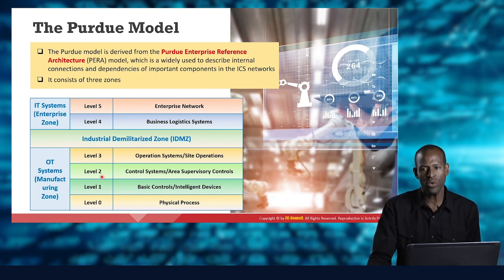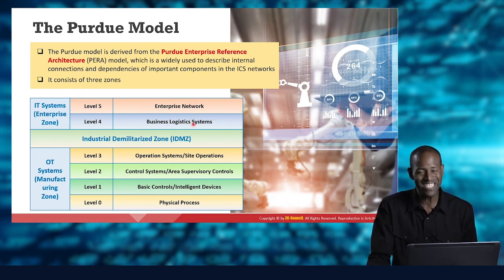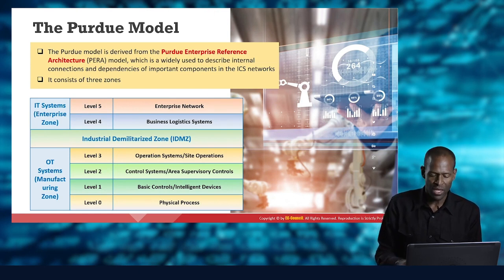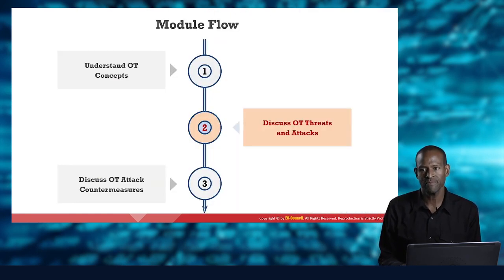So down here in OT, we have operating systems and sites and control systems, supervisory controls, intelligent devices, and way at the bottom, level 0. So 4 levels here. We have the physical access. And then in the enterprise zone, we have our enterprise network and business logic systems, and all separated by this IDMZ to make sure that if one of these is hacked, the other one won't be affected, right? So that's the Purdue model. If you're going to be working with OT networks, it's worth a look into the Purdue model.